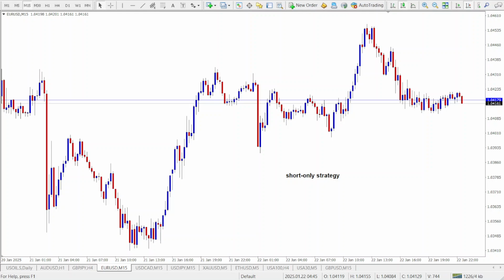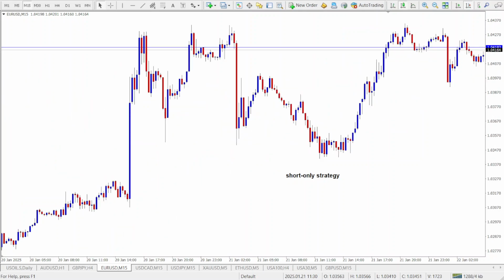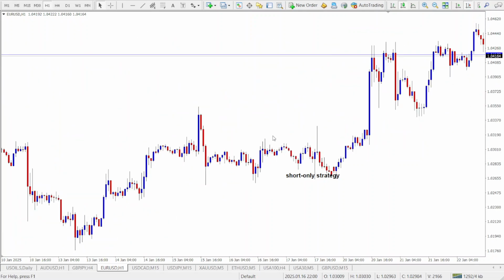Now, the key to this strategy lies in identifying strong downtrends, pinpointing your entry and exit points, and maintaining disciplined risk management. But don't worry, I'm going to be walking you through each step. Now, how do you find reliable short setups? The first step is to identify a strong bearish trend. So that's where we're going to be starting.